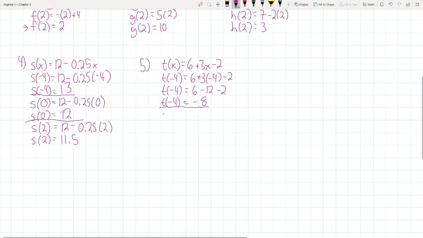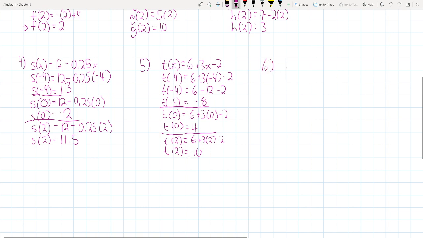That's the first one. T of 0 equals 6 plus 3 times 0 minus 2. So t of 0, that's 0, so 6 minus 2 is 4. You're at that 4, so if someone's just looking at this, they can understand what that says. There we go. And let's do t of 2. T of 2 is 6 plus 3 times 2 minus 2. So t of 2, 3 times 2 is 6, plus 6 is 12, minus 2 is 10.